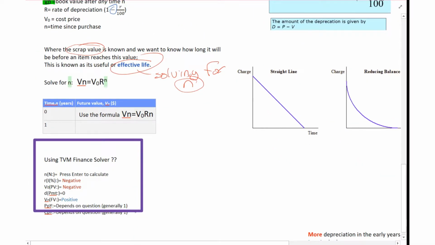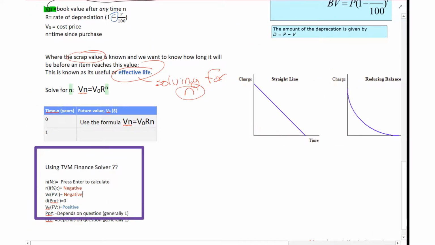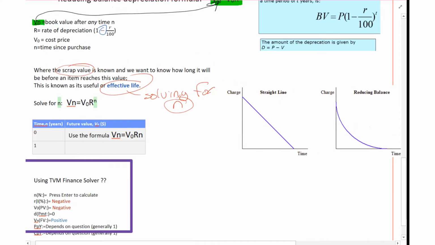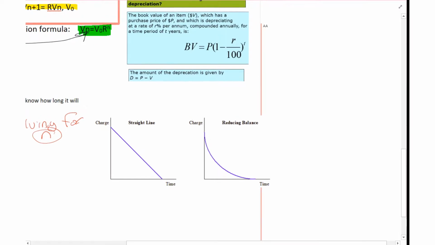Alternatively, you can use a formula, and we'll give you some screen clippings of those later on. You can also use TVM, potentially use the TVM solver, okay? Using those particular values, where your interest is negative, your V0 is negative, and your Vn, your final value, is positive, okay?